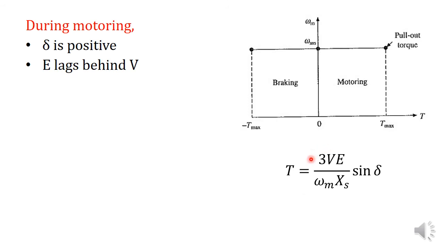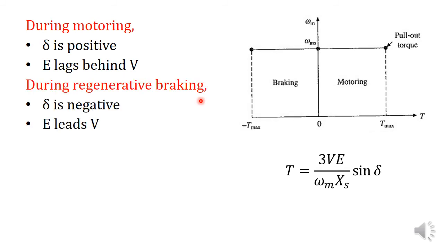Now let's see the different modes of operations. First, during motoring, what happens? During motoring, delta is positive. So when delta is positive, this term will be positive. That means torque will be positive. That means the operation will be in the first quadrant and E lags behind V. That we will discuss later.